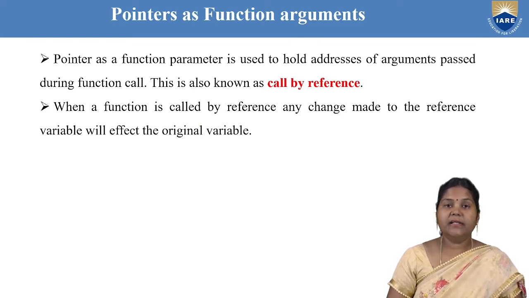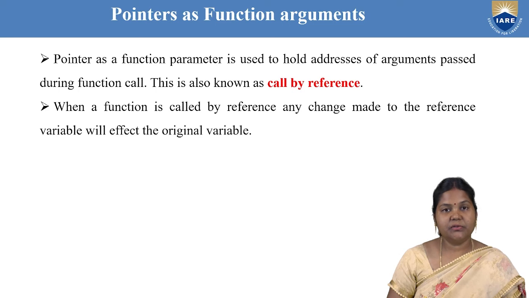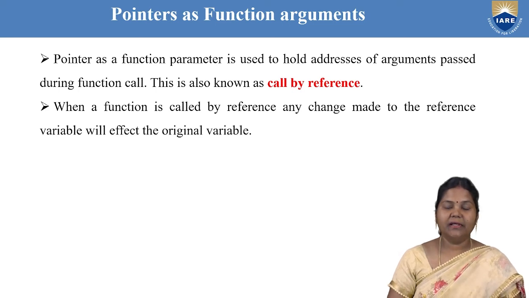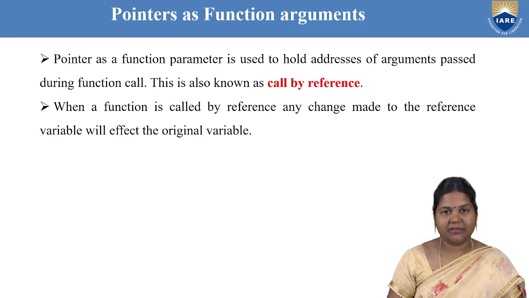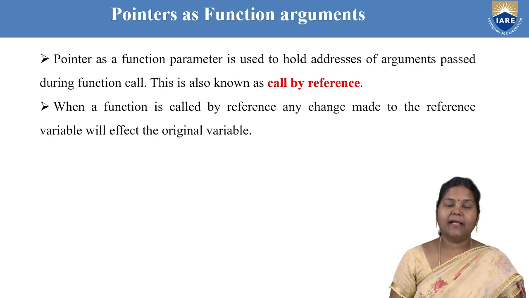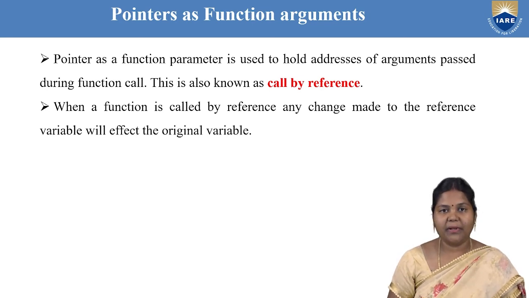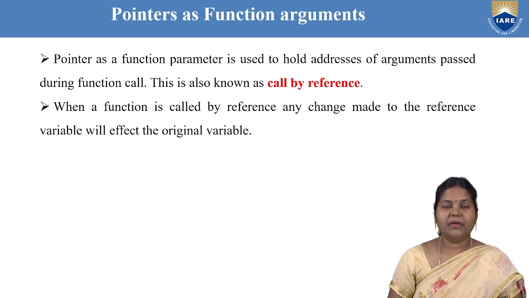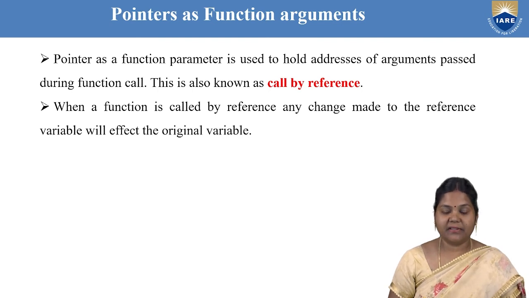So a pointer as a function parameter is used to hold the address of the arguments passed during a function call, and this kind of mechanism is called the call by reference mechanism. Now when a function is called by reference, any change made to that reference variable will affect the original variable.